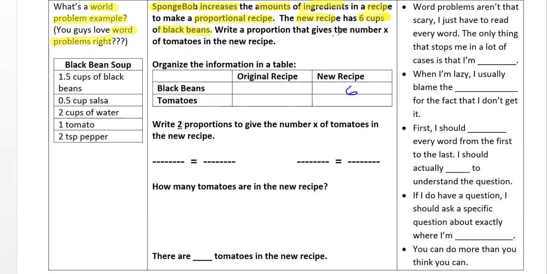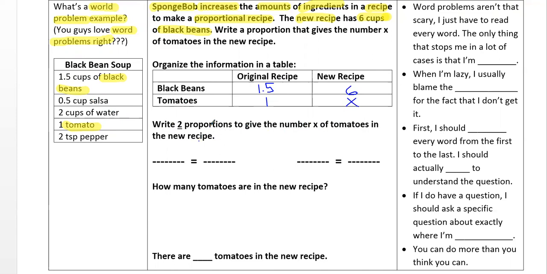Write a proportion that gives the number X of tomatoes in the new recipe. So we don't know the X number of tomatoes in the new recipe. What information do we need from here? We need black beans and we need tomatoes. Black beans, 1.5. And the tomatoes, we got 1. Write 2 proportions to give the number X of tomatoes in the new recipe.